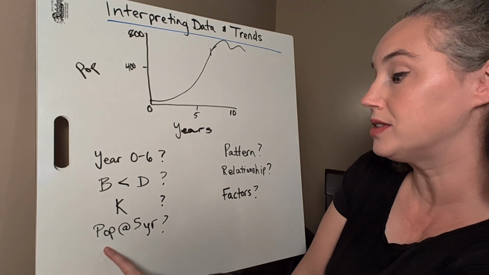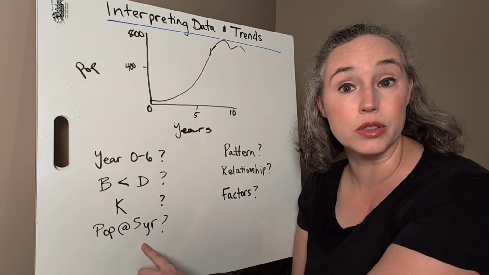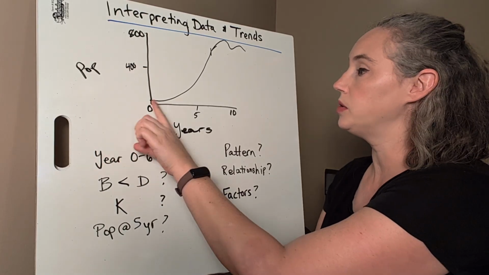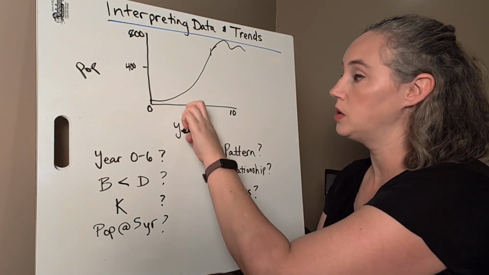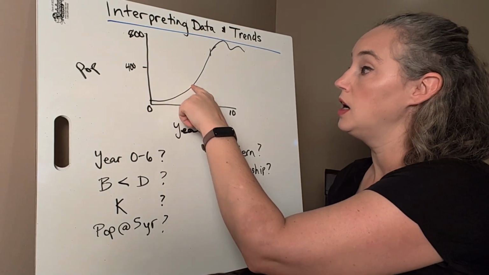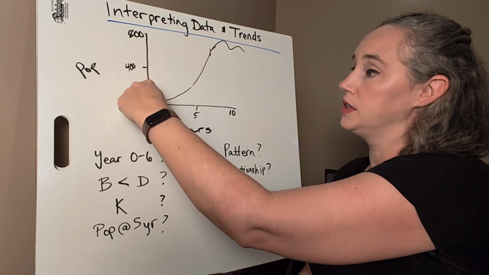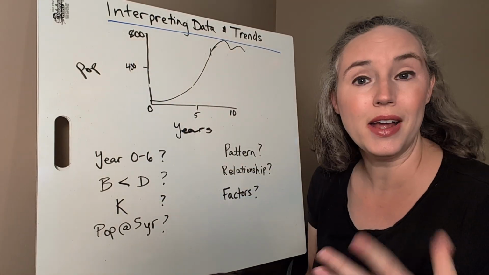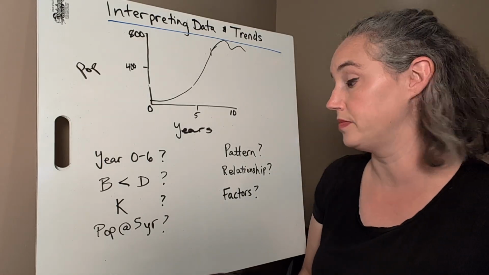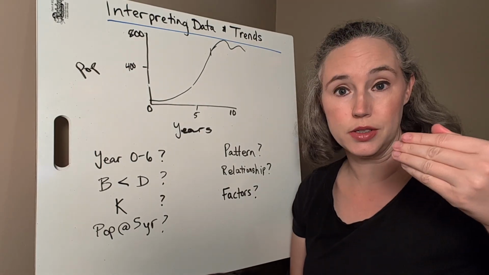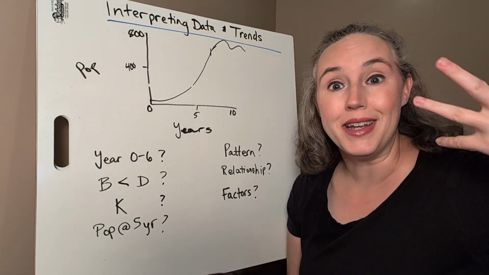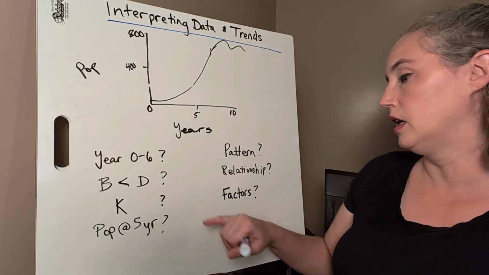Let's see. What's the population at 5 years? That's asking about a specific data point. So here we would go to find 5 years. We would go up and then over. If 400 is here, then that's going to be about halfway. That's about 200, 250. So one of your answer choices, in a multiple choice style question, would be in that ballpark.